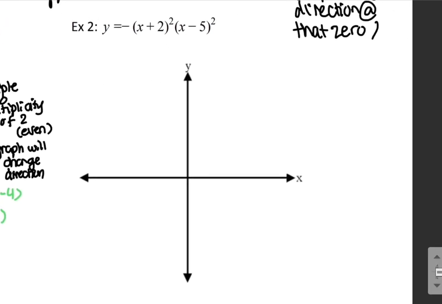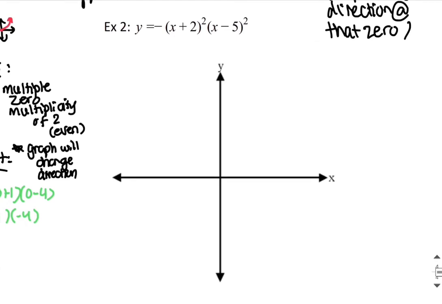Let's try another example. So example 2 here. I have y is equal to negative (x plus 2) squared times (x minus 5) squared. And if I break this down, it's going to be negative (x plus 2)(x plus 2)(x minus 5)(x minus 5).